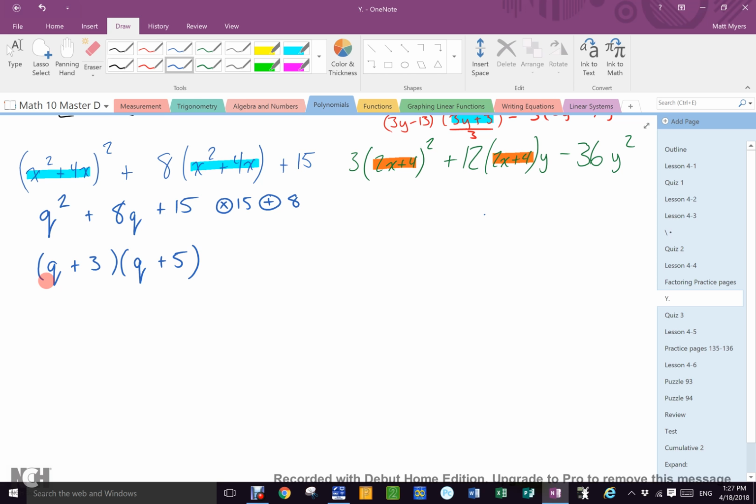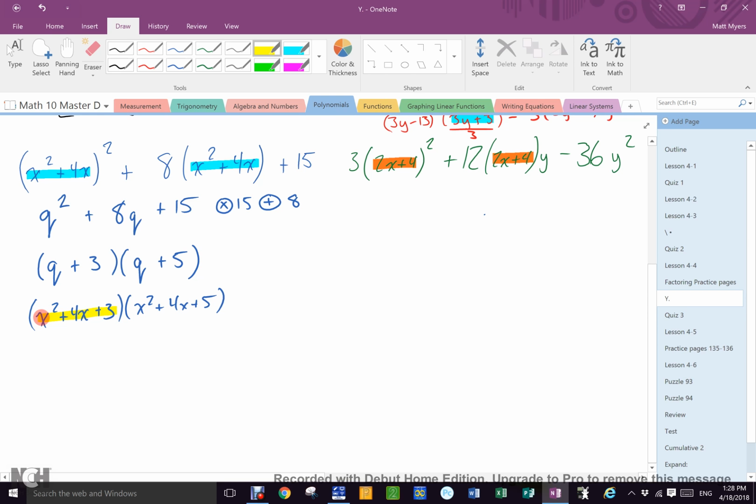What is Q? X squared plus 4x plus 3, right? And what's this one? X squared plus 4x plus 5. Now, are there any like terms to add up? No. Any like terms to add up there? No. Okay.